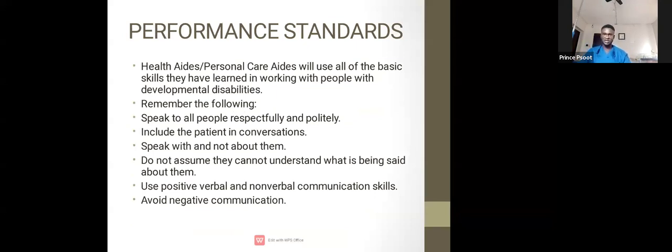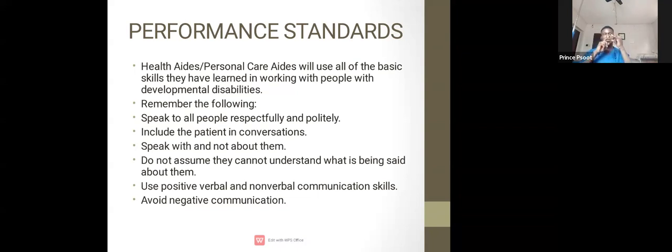Now, what are your performance standards as home health aides? As home health aides or personal care aides, we use all of the basic skills that you have learned in working with people with developmental disabilities. Because you will meet varieties of people with developmental disabilities, we cannot just limit ourselves to a few skills. We have to learn all skills. So we will use all the basic skills that we have learned in working with people with developmental disabilities.